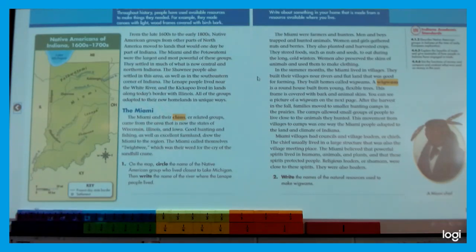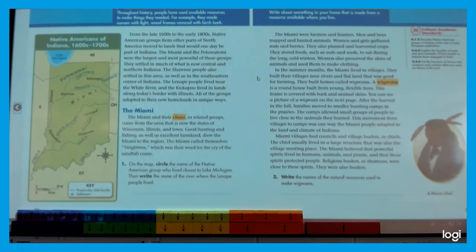Okay, White River. So you can write that down here on the line if you'd like. All right, now moving over to the top of page 37. The Miami were farmers and hunters. Men and boys trapped and hunted animals. Women and girls gathered nuts and berries. They also planted and harvested crops. They stored foods, such as nuts and seeds, to eat during long, cold winters. Women also preserved the skins of animals and used them to make clothing.